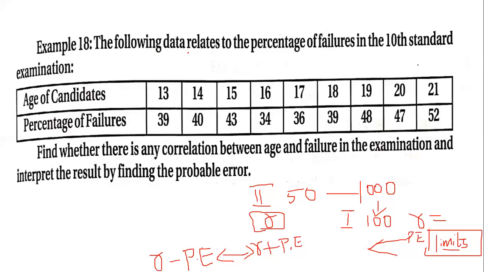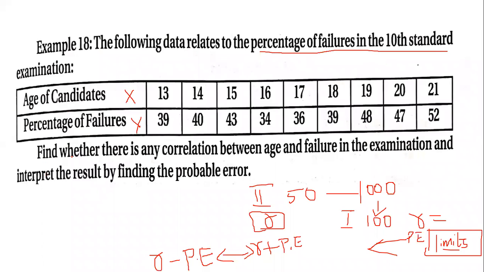The following data relates to the percentage of failures in 10th standard examination. So this data is given regarding percentage of failures. Age of the candidates and percentage of failures is given to us. So can we take this as X and this as Y? One factor is X, that is age of candidates. The second factor is Y.